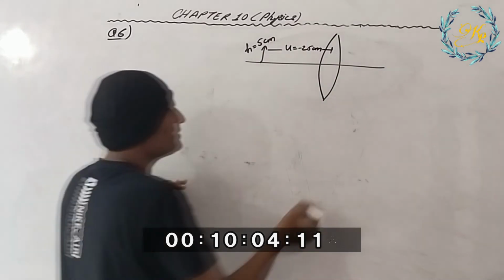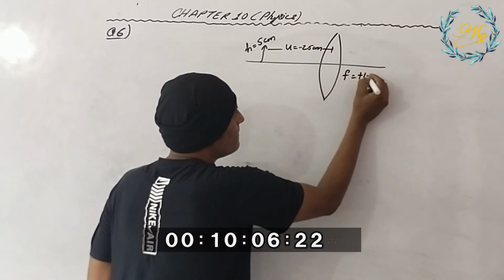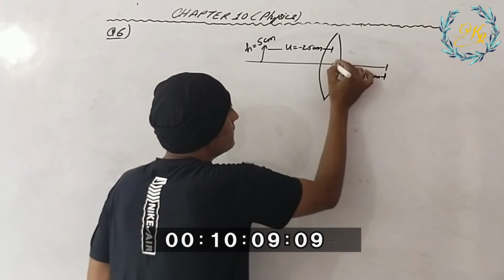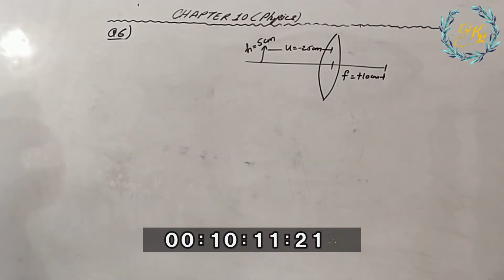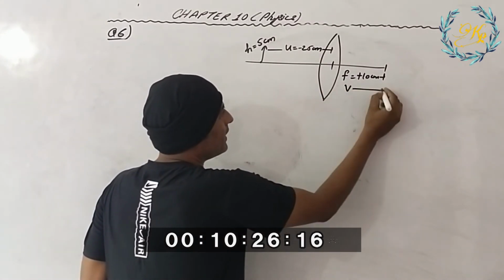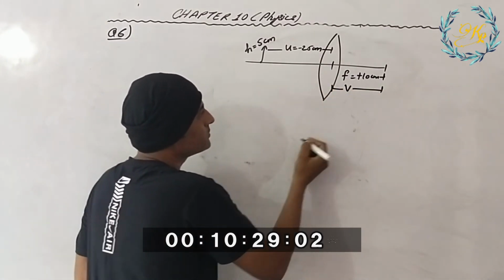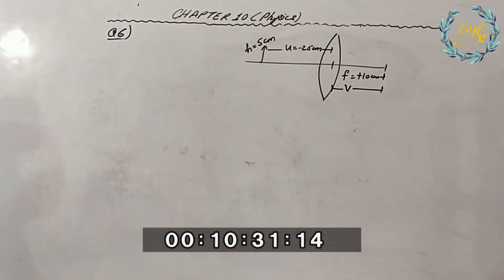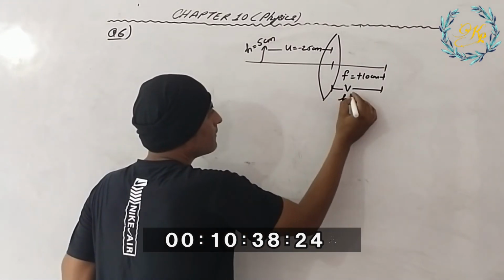So in this we see for a lens, the focal length is to the right. So we take it as positive. And we are also given, draw the ray diagram. We already drew the ray diagram. Draw the ray diagram and find the position, size and nature of the image. If we see here, then the image will be formed to the right. And second thing to be found here is the height of the image as well.